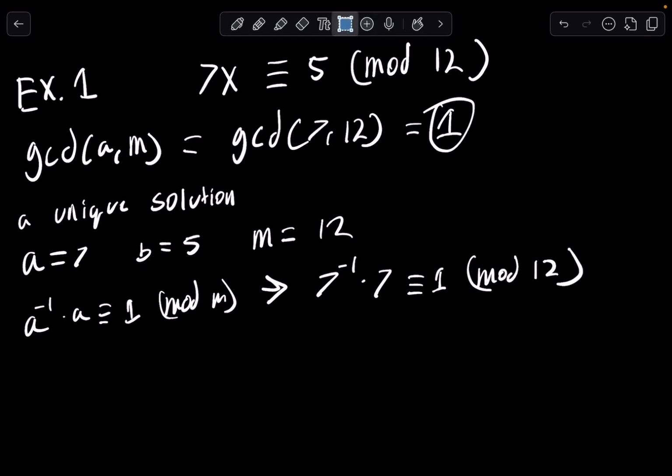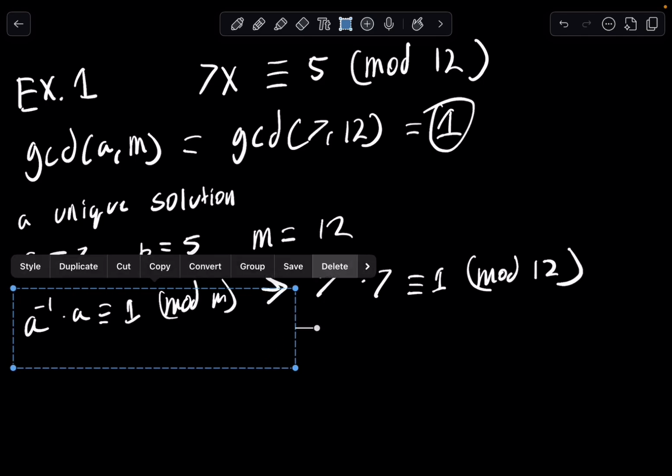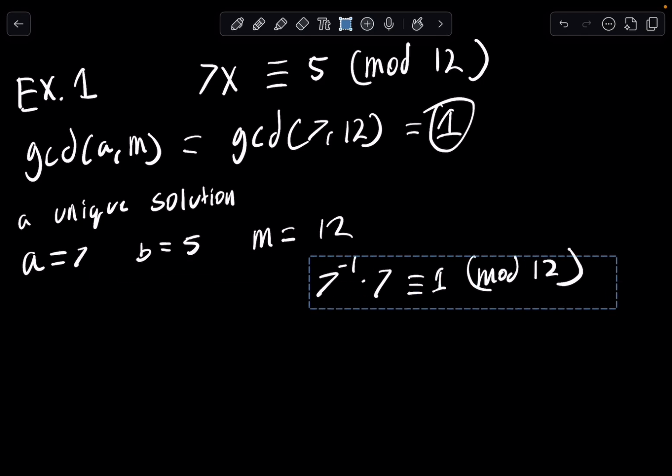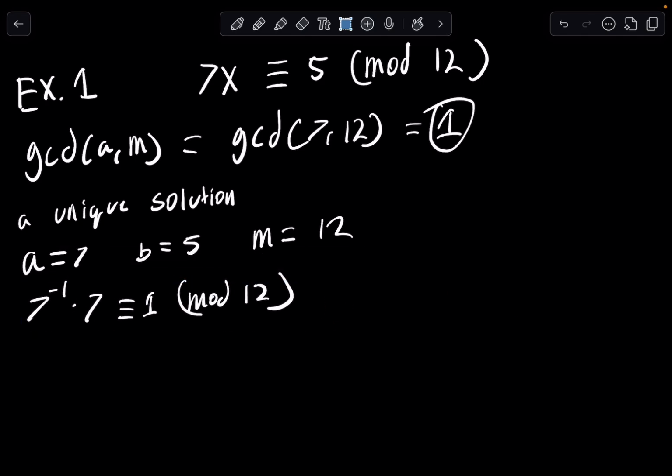All right, so I'm going to cut this down, free up some room here. All right, so we're looking for some number times 7 that will give a remainder of 1 in mod 12. So I think the easiest way to go about this is let's start naming out multiples of 12. So we have 12, 24, 36, 48, and 60.